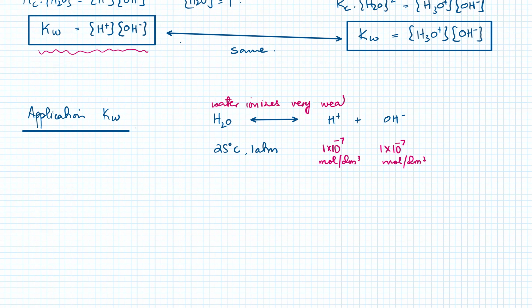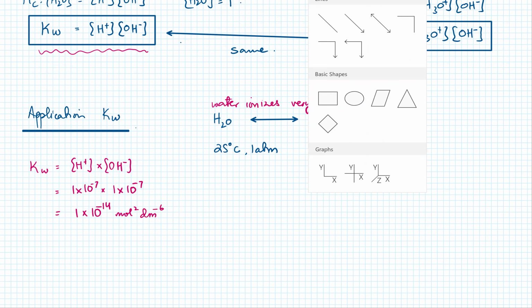Yes, sir. So what is the value of Kw? Kw, the ionic product of water, was the H plus one concentration multiplied by the OH minus concentration. Under standard conditions, room temperature, that's 1 times 10 power minus 7 multiplied by 1 times 10 power minus 7, which gives 1 times 10 to the power minus 14. The unit is concentration times concentration, so it's mole squared dm to the power minus 6. Is that clear?